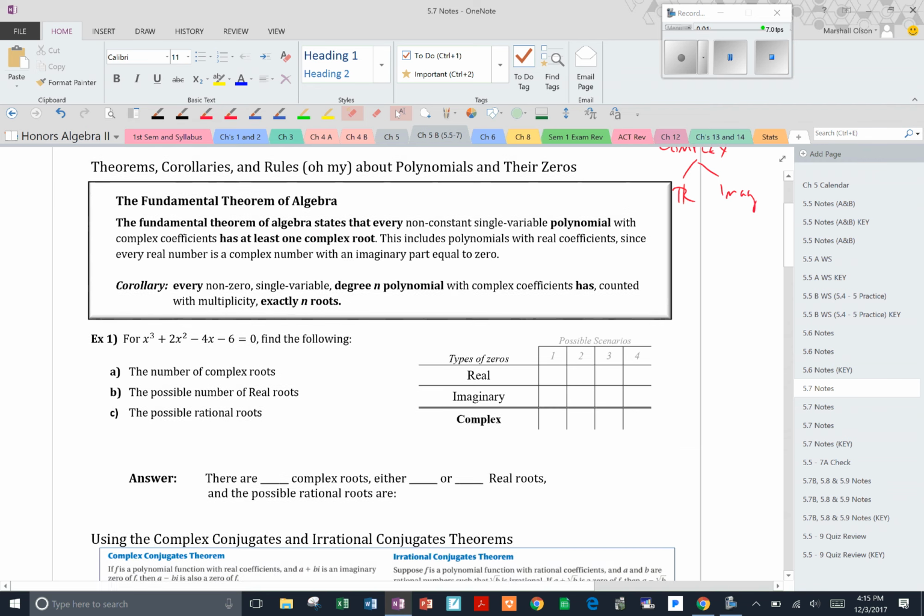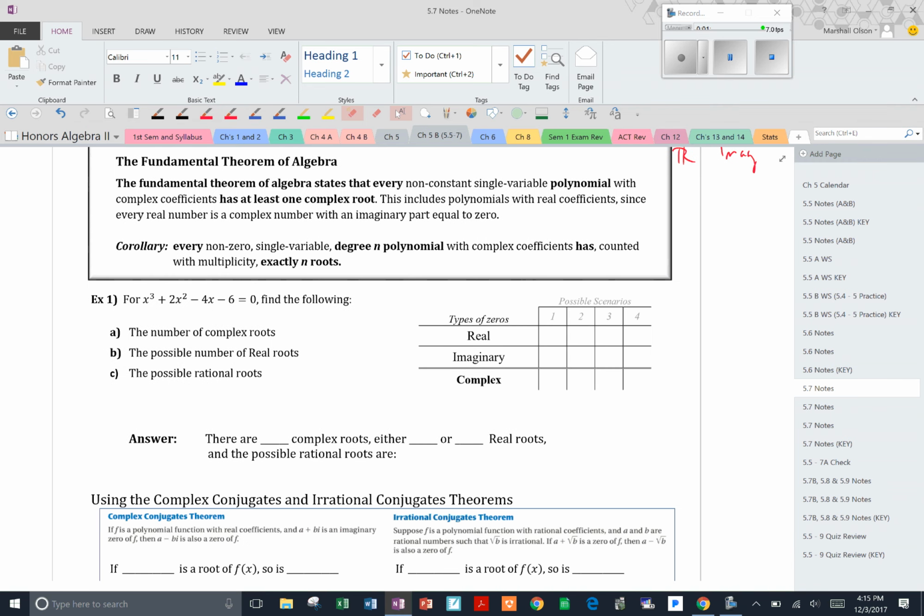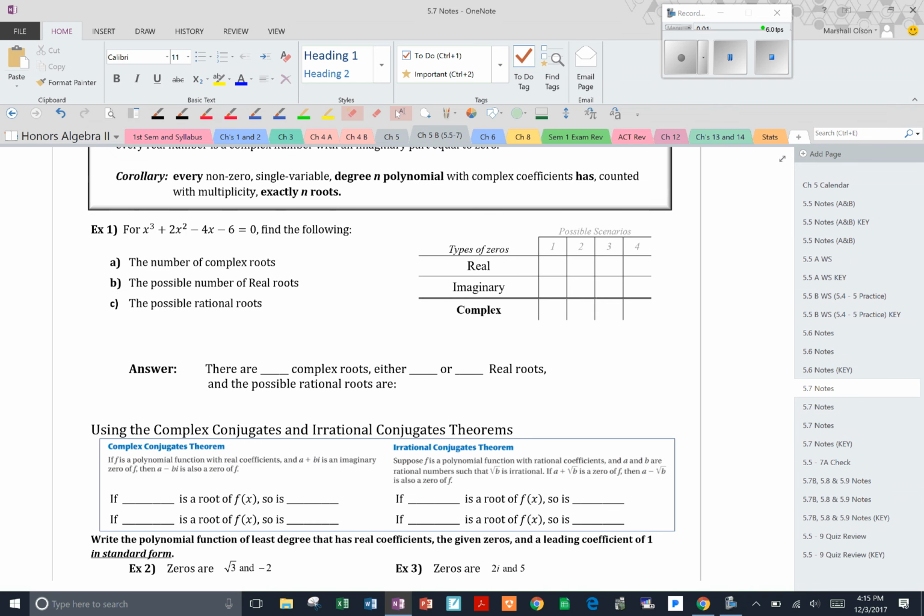Let's expand on that a little bit with this corollary that we have here. Every degree n polynomial has exactly n roots. So that's actually what I just said before. A quadratic has two roots because it has a degree of 2. A cubic, like the one in example 1, is going to have 3 complex roots. So we can answer the first part in example 1, which is finding the number of complex roots. That's 3. So I'm going to put that down on my answer right here right away.